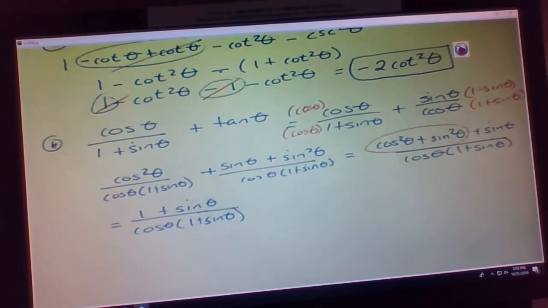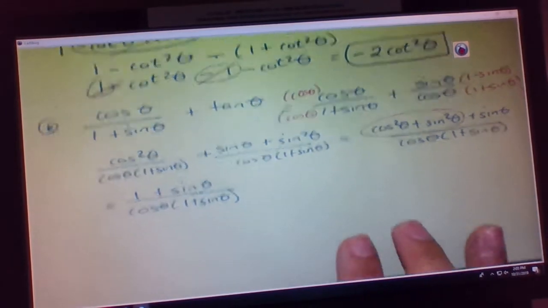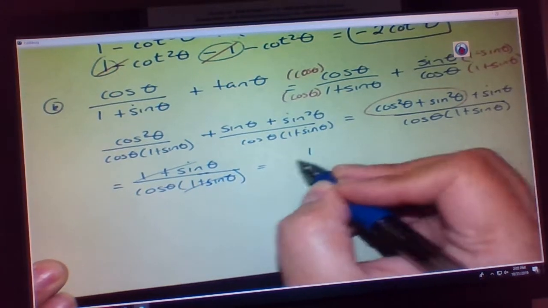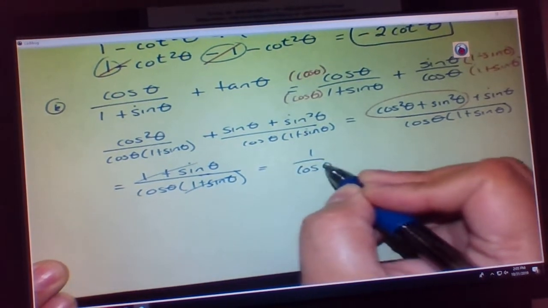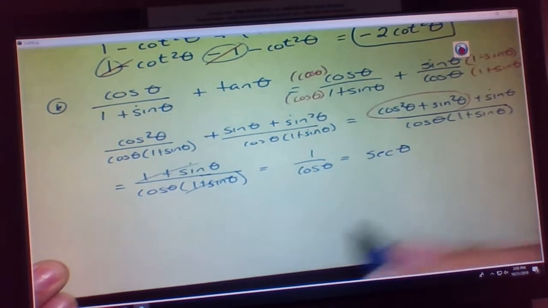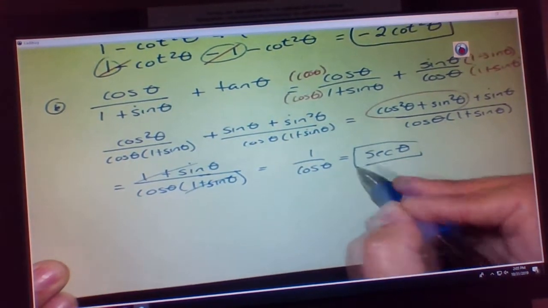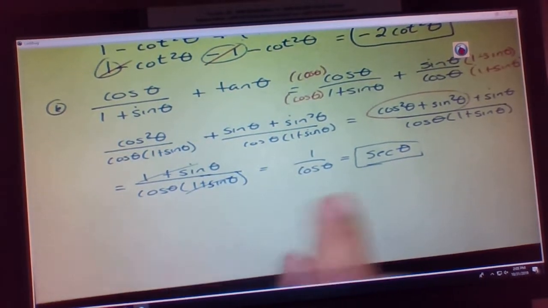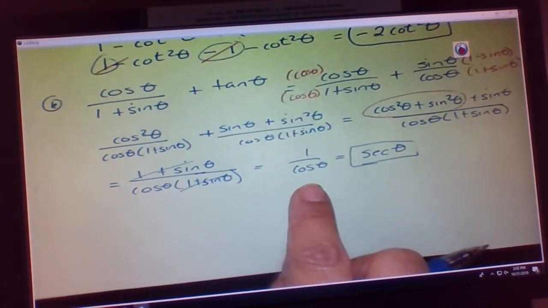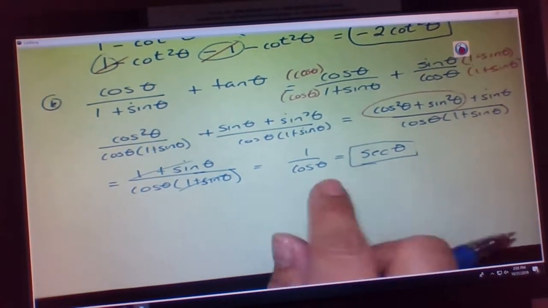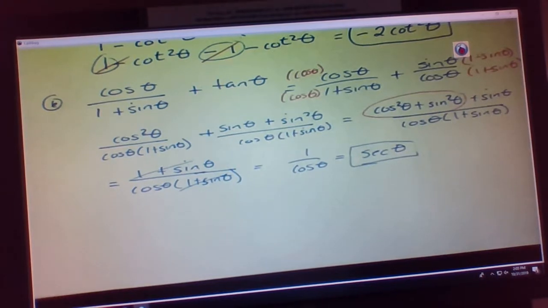Can you cancel those two out? Oh, what can we cancel? The 1 plus sine. These cancel. Okay, so I have a 1 over cosine, which could be a secant. So that should be as far as you can take that. If you had left it like that, I wouldn't have taken off too many points, or any at all. But if you can do this, please go ahead and continue. Questions?